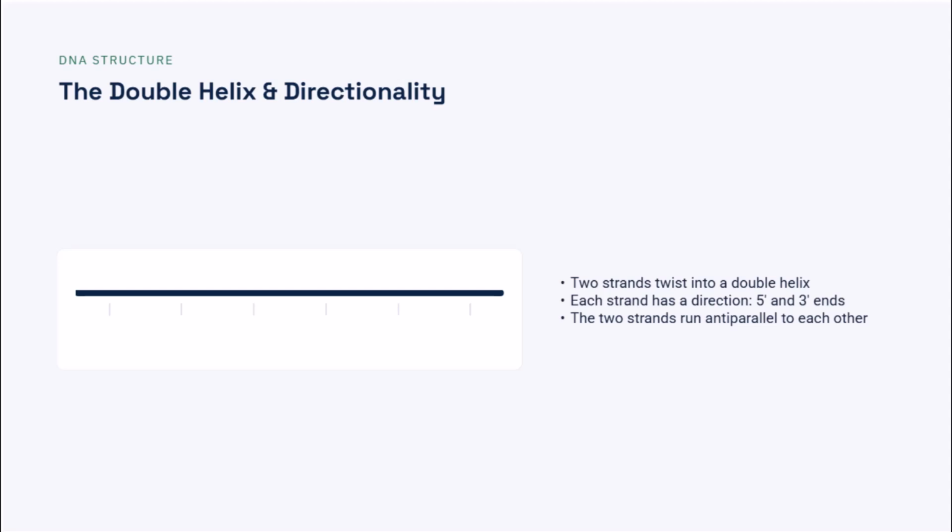One more important detail: each strand has a direction. Chemists label the 2 ends of a DNA strand 5' and 3', based on the structure of the sugar at each end. The 2 strands in the double helix run in opposite directions. One strand goes 5' to 3' left to right, while its partner runs 3' to 5'. We call this anti-parallel. This directionality matters enormously in practice. It determines which direction enzymes read and copy DNA, and you'll see this concept resurface constantly once we start writing code, because we always need to know which direction a sequence is being read.